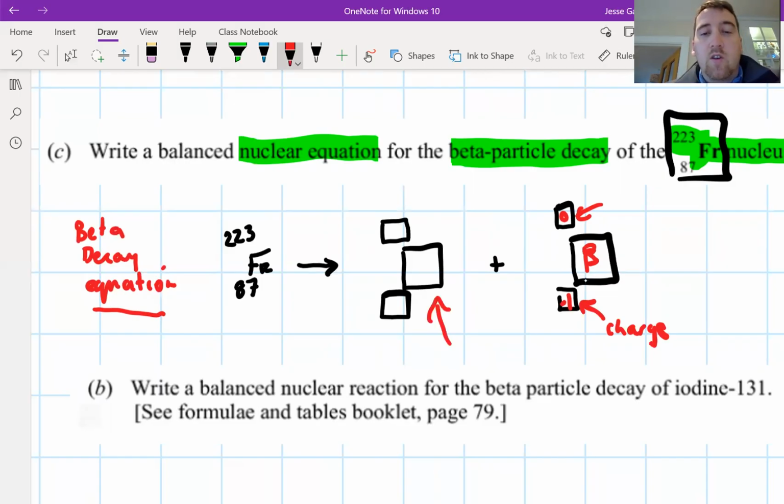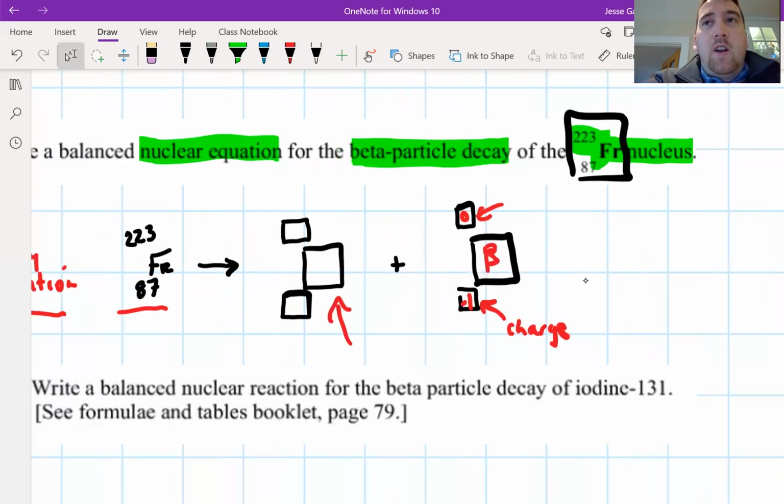If you didn't notice, this is going to be the symbol of an element. It's not going to be the same element as this because the nucleus has changed. So pause the video and write down what you think it is. All right, so hopefully you worked out what happens. If you didn't, I'm going to give you another little bit of help here.